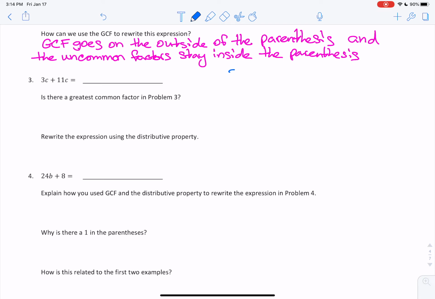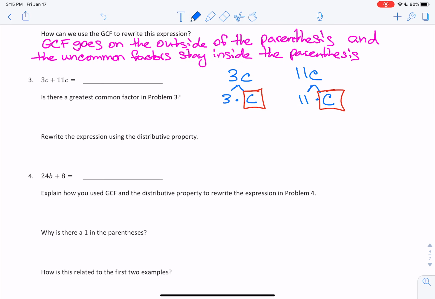So let's take a look at our two trees. We have 3c and we have 11c. We know that 3c is 3 times c and 11c is 11 times c. Those are the factors for each of them. Well, the 3 and the 11 don't have anything in common, but both of them have c in common. So remember, variables are just mystery numbers, but we treat them as numbers. So c is their greatest common factor. That's what they have in common.